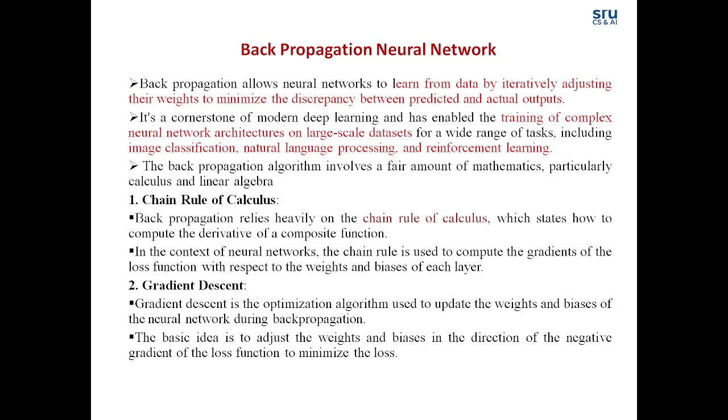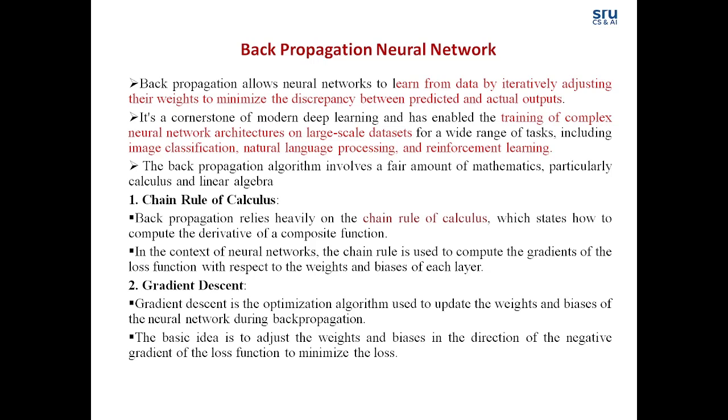Here the loss function means the error function, which is the difference between the target variable and the output variable given by the network. The optimization technique which plays a very important role here is the gradient descent algorithm, which is used to update the weight and bias of the neural network during backpropagation. The important idea behind gradient descent is to adjust the weight and bias in the direction of the negative gradient of the loss function to minimize the loss.